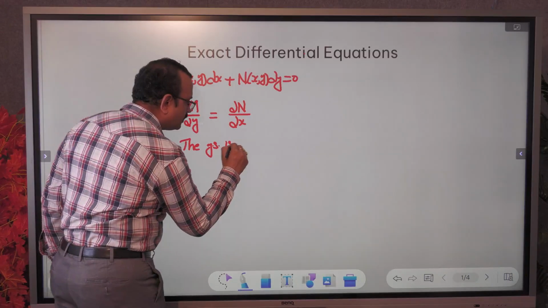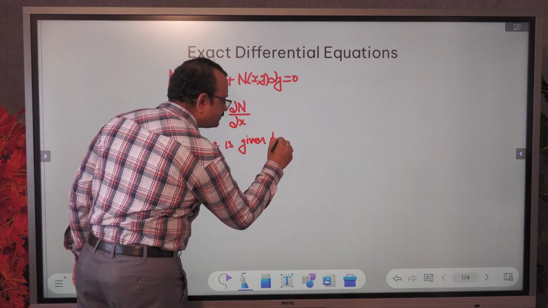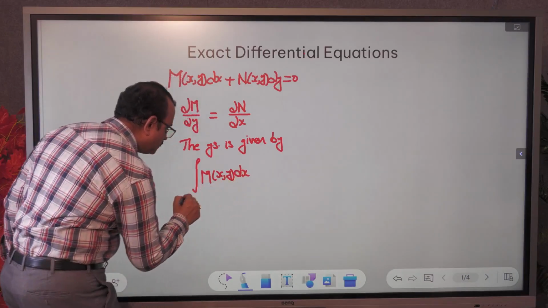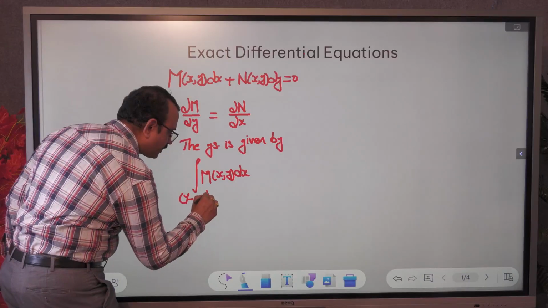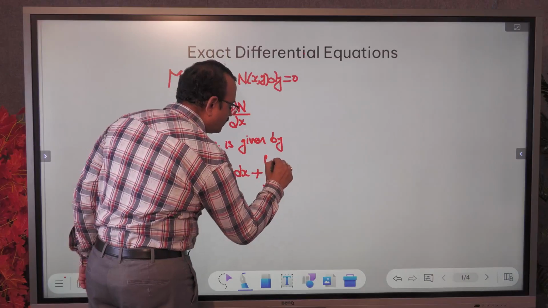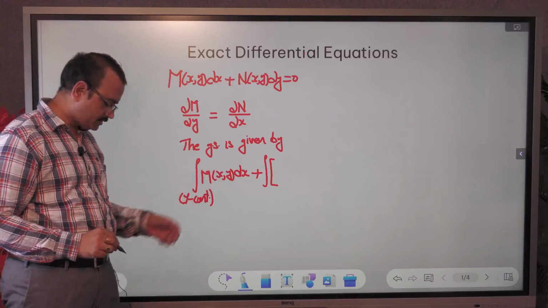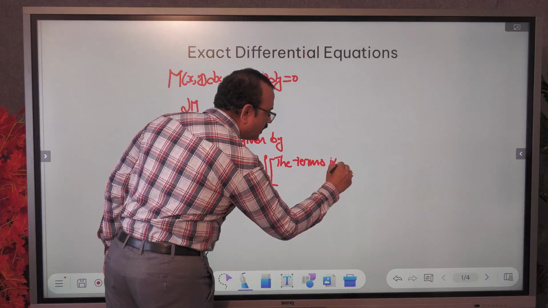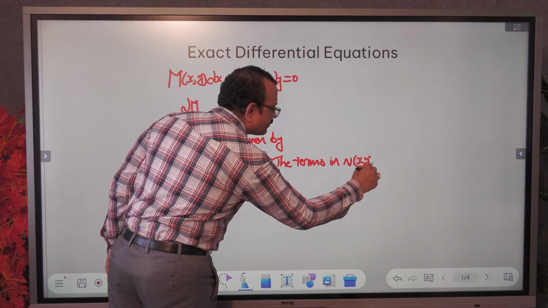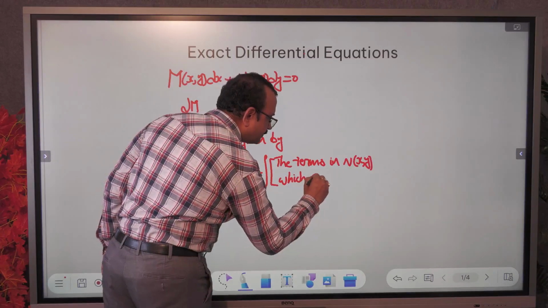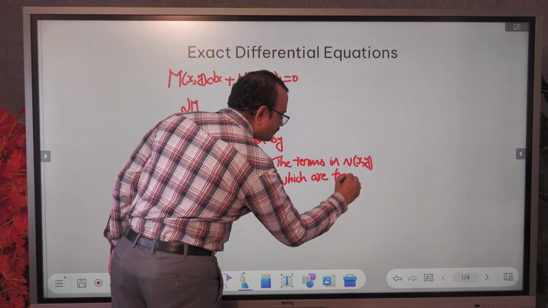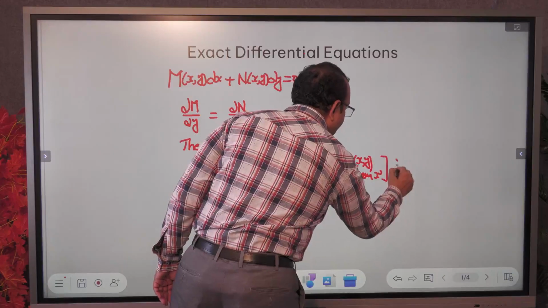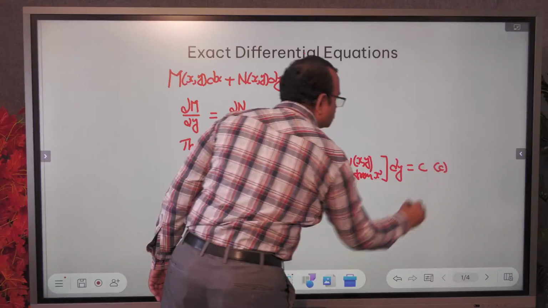Once we identify that an equation is an exact differential equation, the general solution is given by the integral of M dx, where in this integral we have to treat y as a constant, plus the integral of the terms in N which are free from x, into dy, is equal to c, where c is an arbitrary constant.